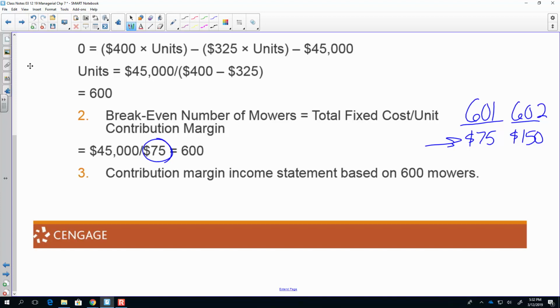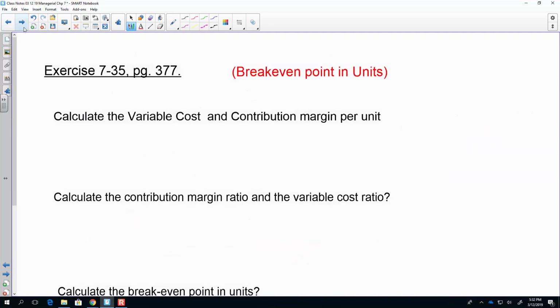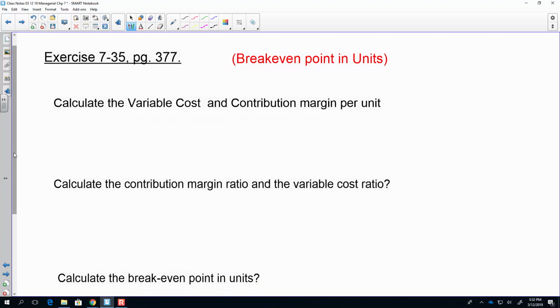All right. Let's try a couple of problems like this, like 7.2. Let's start with exercise 35 in our analysis here. Again, so much of what we deal with on a daily basis is terminology. This is on page 377. We actually have two questions. What is the variable cost per unit? What is the margin per unit?